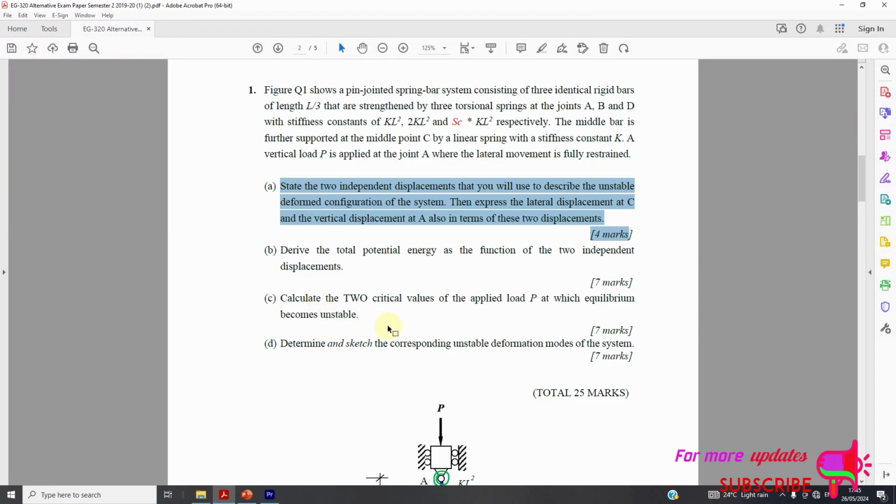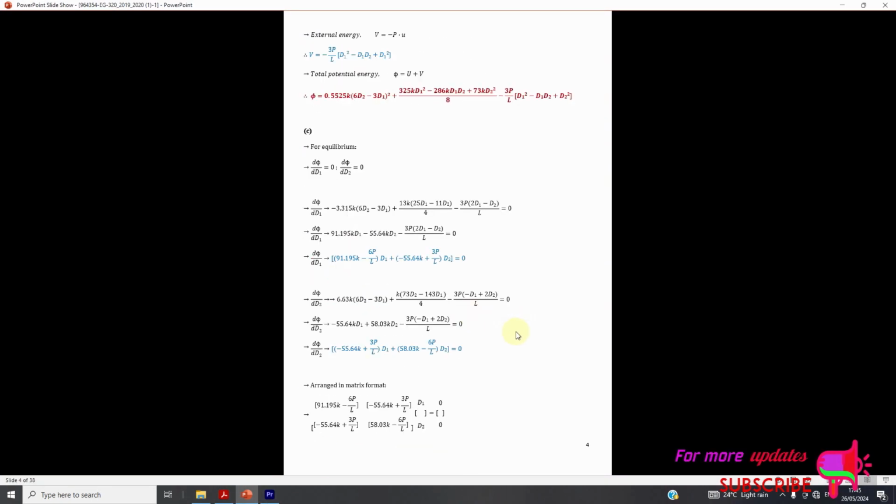Now calculate the two critical values of the applied load P at which equilibrium becomes unstable. For equilibrium, the derivative of theta with respect to d1 should be equal to 0. Also, the derivative of theta with respect to d2 should be equal to 0. Now, if we take the derivative of this one in terms of d1, you will get that the answer is that one. The derivative of theta in terms of d1.